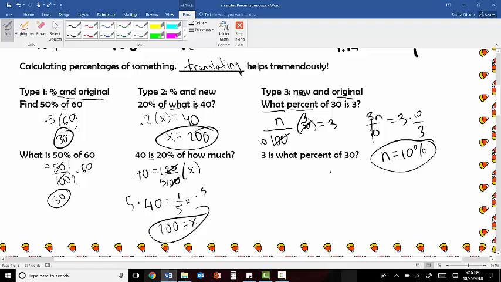This is the same problem, again just worded differently. We have 3 is, equals, what percent? That would be your n out of 100 of, times, 30. So it's the same problem as above, just flip-flopped around.